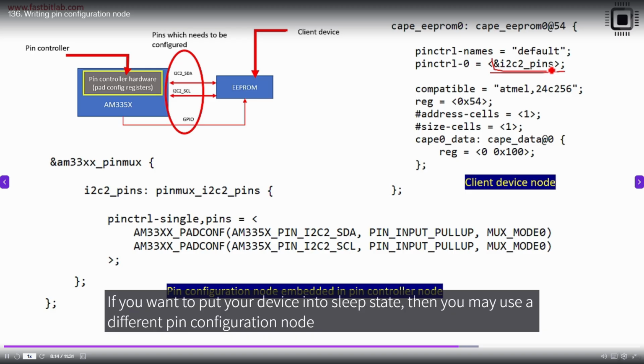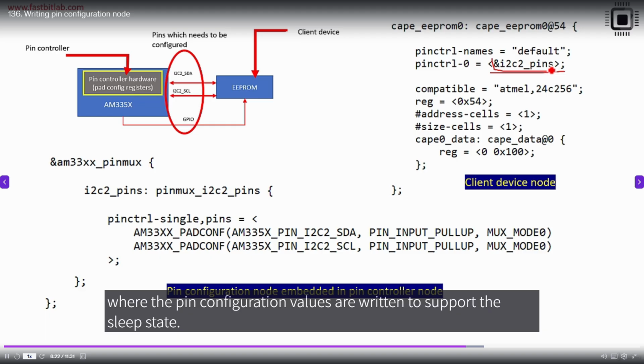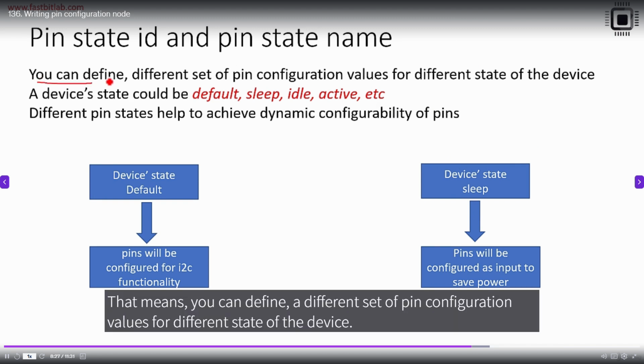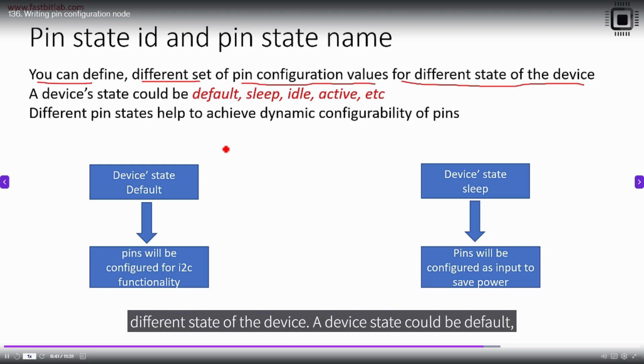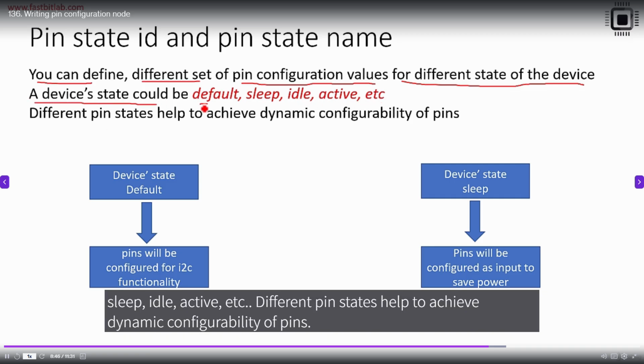If you want to put your device into sleep state, then you may use a different pin configuration node where the pin configuration values are written to support the sleep state. That means you can define different sets of pin configuration values for different states of the device. That means different pin configuration nodes to support different states of the device. A device state could be default, sleep, idle, active, etc. Different pin states help to achieve dynamic configurability of pins.